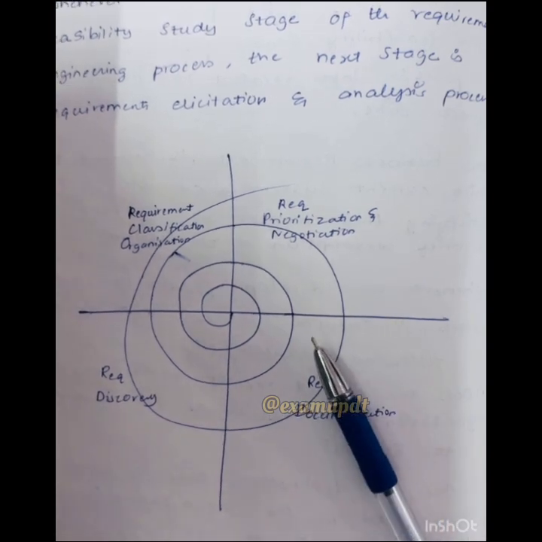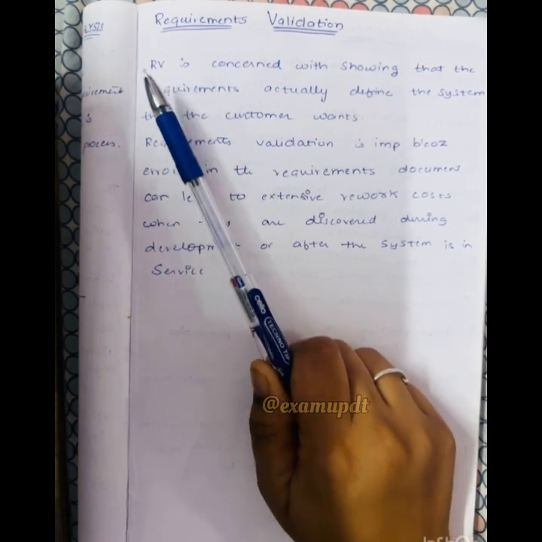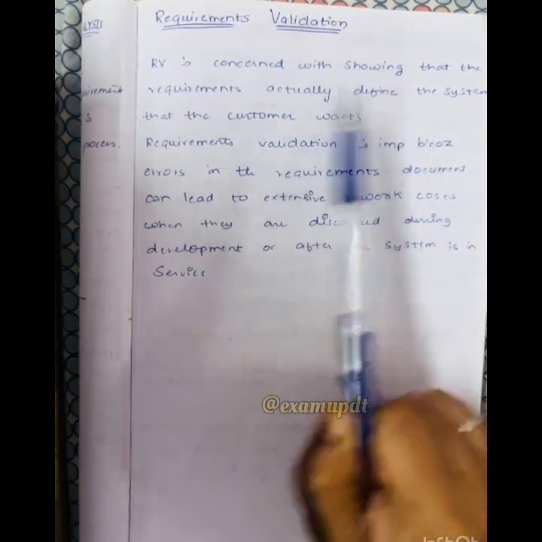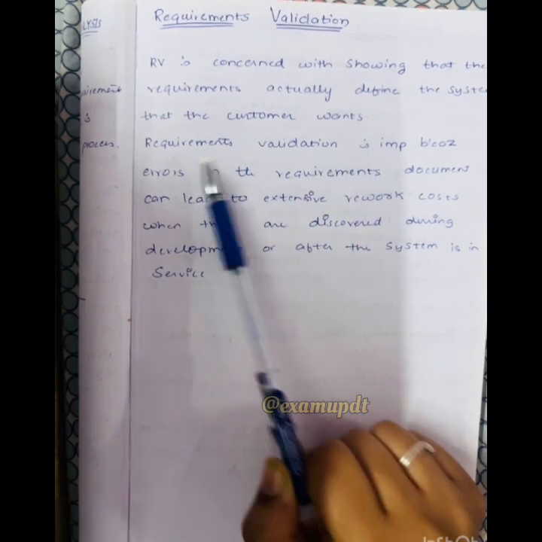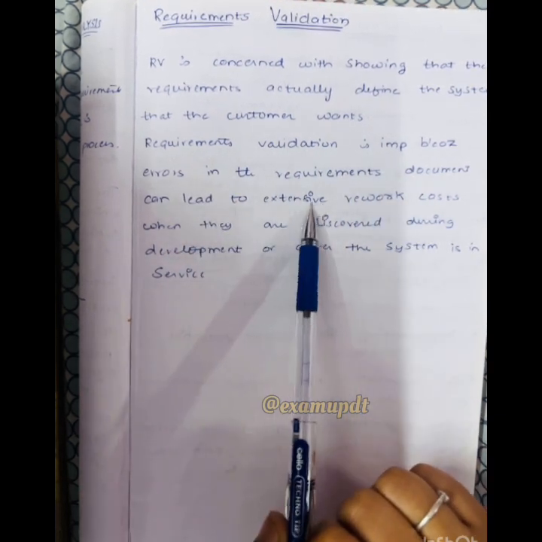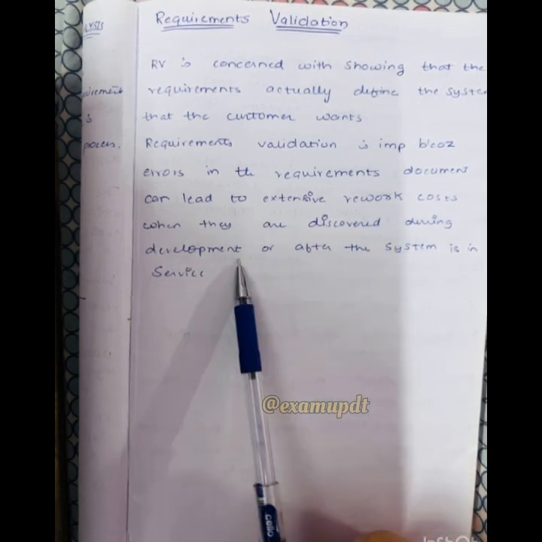So this is all about requirements elicitation and requirements validation. Requirements validation is concerned with showing that the requirements actually define the system that the customer wants. Requirements validation is important because errors in the requirements document can lead to extensive rework costs when they are discovered during development or after the system is in service.